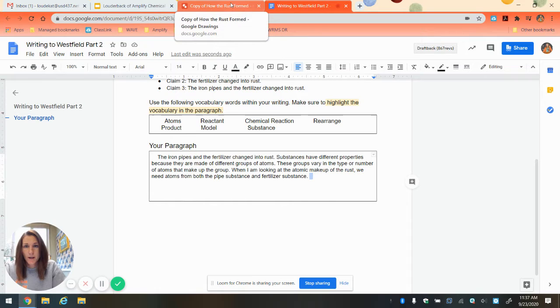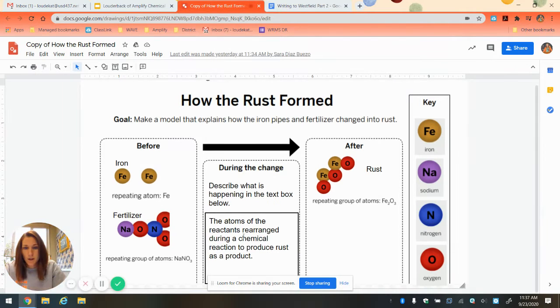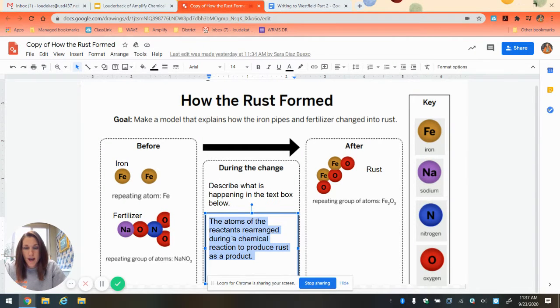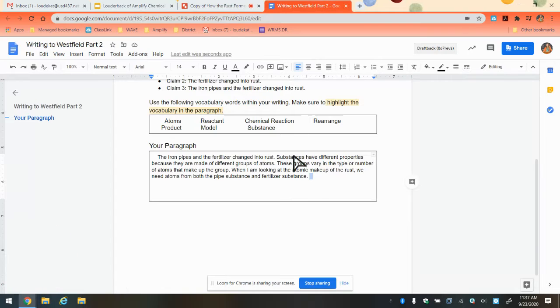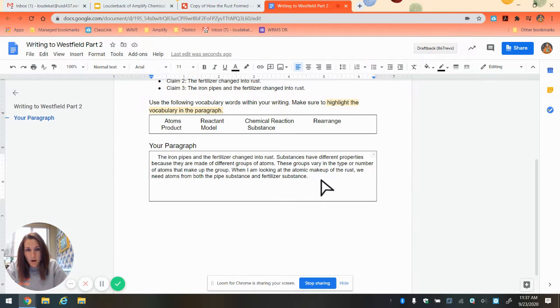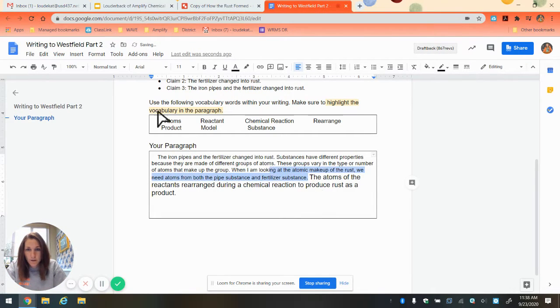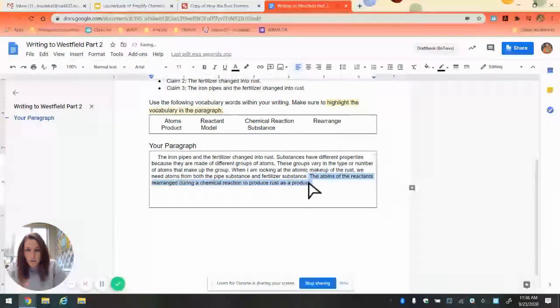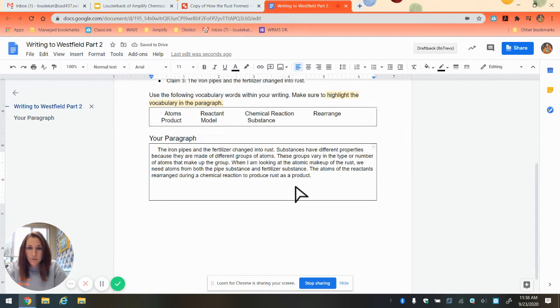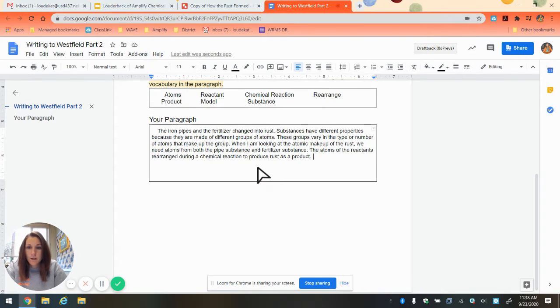So I'm going to pull up my model here, and I want to include my statement, which is that the atoms of the reactants rearrange during a chemical reaction to produce the rust as a product. So I'm going to take my sentence that I typed here, and I'm going to implant it into my paragraph, right? And as always, I want to make sure it looks smooth. All right, and it's always good to reread your paragraph as you're doing these cut and paste, so make sure that it flows fluidly, all right, that you sound professional.